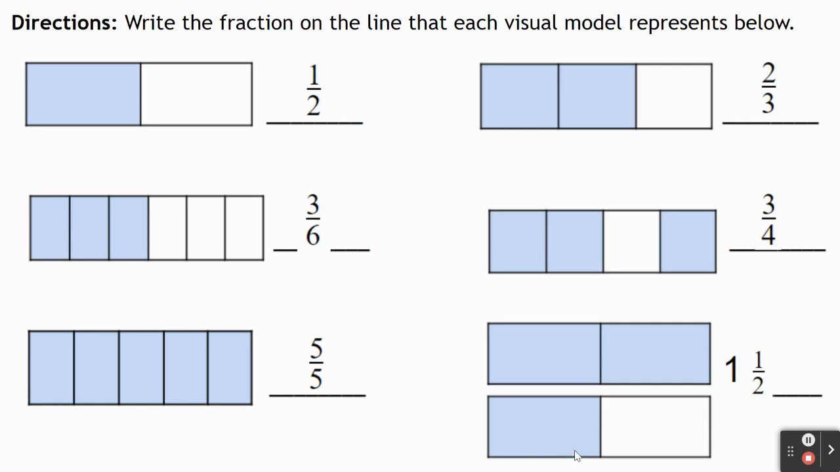Another way we could write this is by just counting the total number of parts shaded, which is 3 parts shaded out of 2 parts in each whole. So this could be written as 3/2. The numerator 3 shows there's 3 parts shaded, and the denominator, 2, tells us there's 2 parts in each whole.